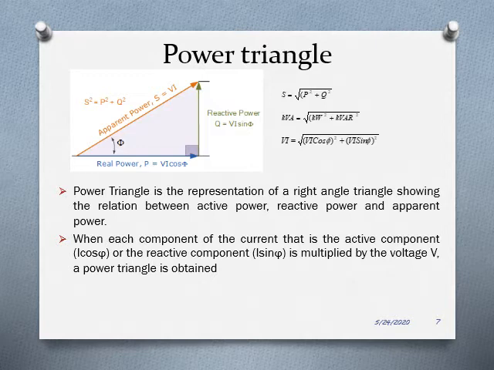This power triangle is a representation of a right angle triangle that shows the relation between the active power, reactive power and apparent power. When each component of the current, that is the active component which is I cos phi, or the reactive component that is I sin phi, is multiplied by the voltage V, then a power triangle is obtained.